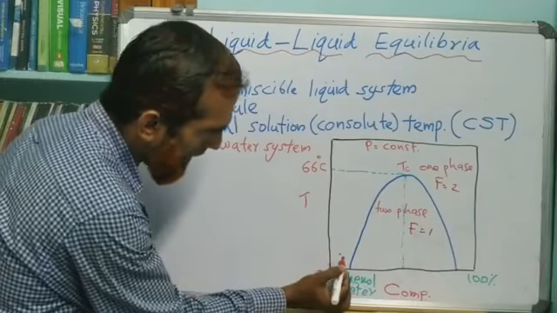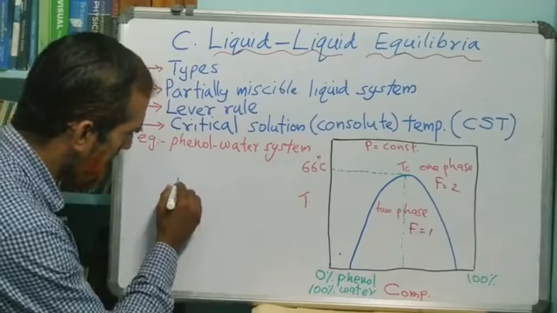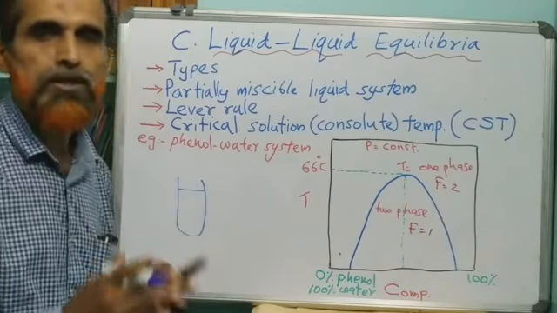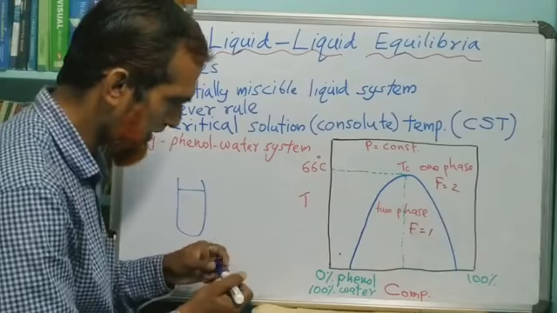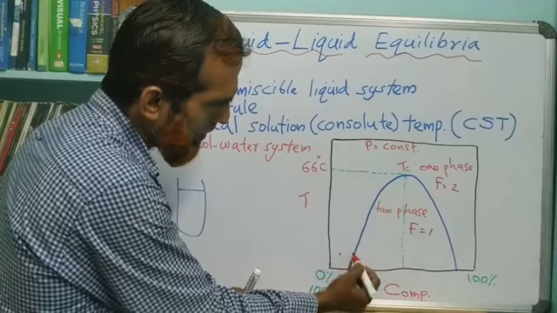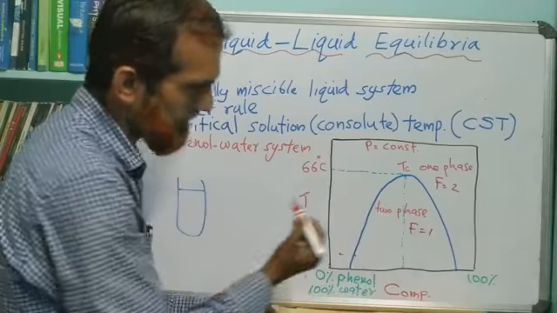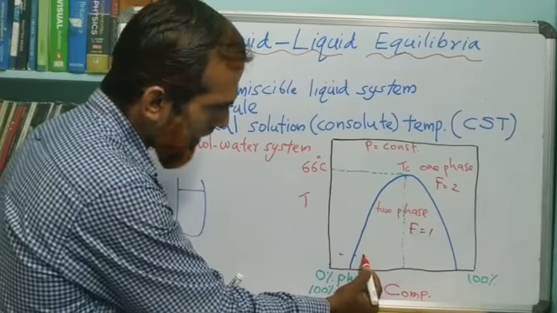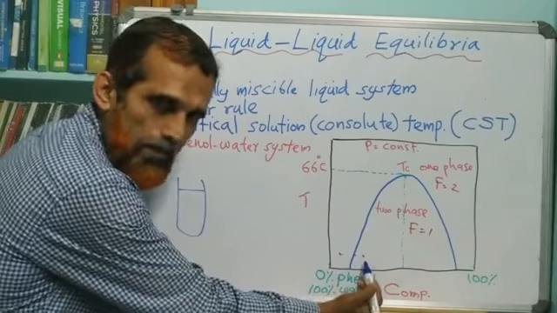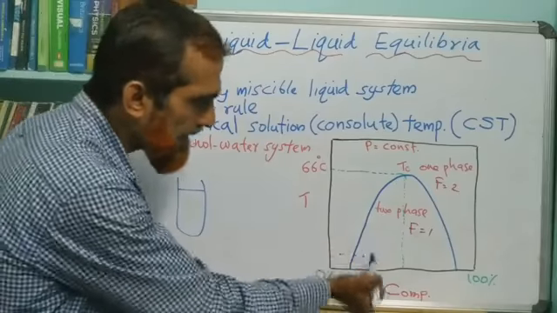Now let us take a point here, right? That means you have taken water and added some phenol and it dissolves, so it's a single phase. Now you are moving along and entering this curve here. Suppose you are now at this point, say for example, 80% water and 20% phenol. So more phenol is added and you are inside the curve.